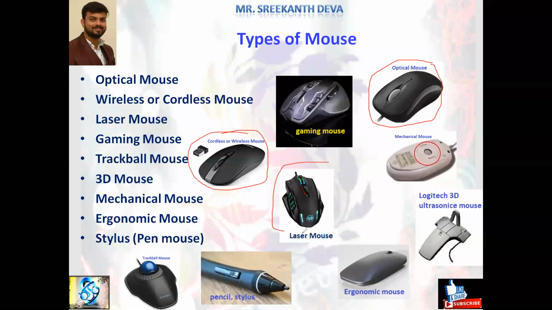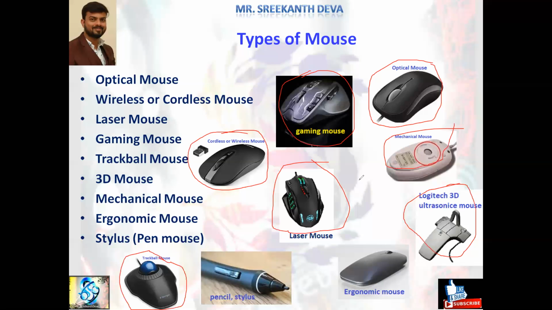Laser mouse. See, the laser mouse looks like that. Gaming mouse. See, this is about what? Gaming mouse. Trackball mouse. See, trackball mouse looks like that. Okay. 3D mouse. See, Logitech 3D ultrasonic mouse it is. Mechanical mouse. Okay. Ergonomic mouse and stylus, like a pen type of mouse. See, these are all the different types of mouses available in the market.